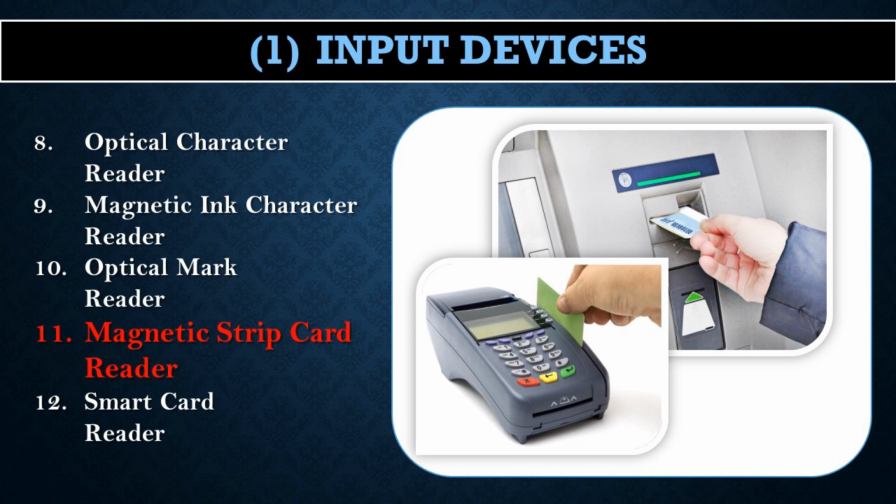Magnetic Strip Card Reader. A magnetic strip card is a plastic card with a magnetic strip. These cards are commonly used and known as cash card. In most of the banks, money can be withdrawn from the customer's account through cash machines that is called ATM. These customers' cards contain some information like account number, ID number, branch number, and withdrawal limit.